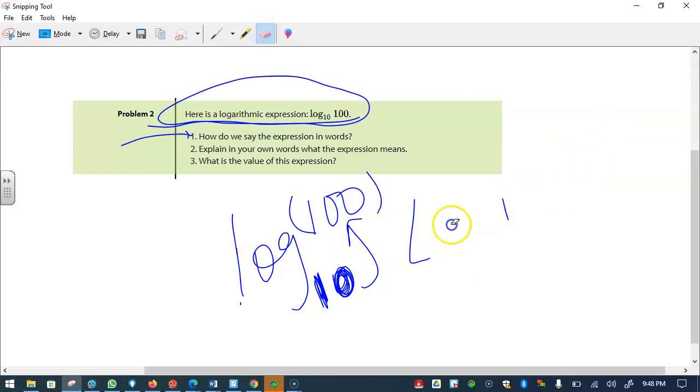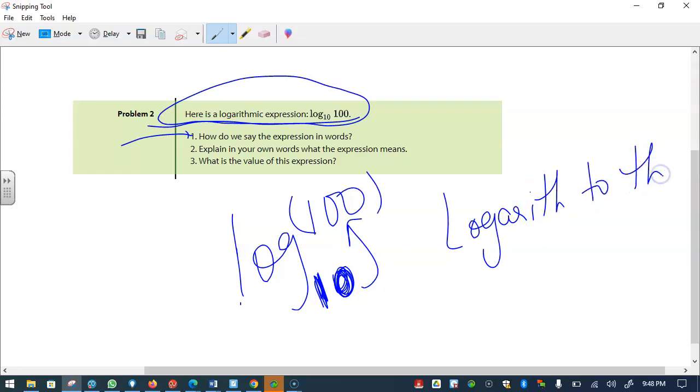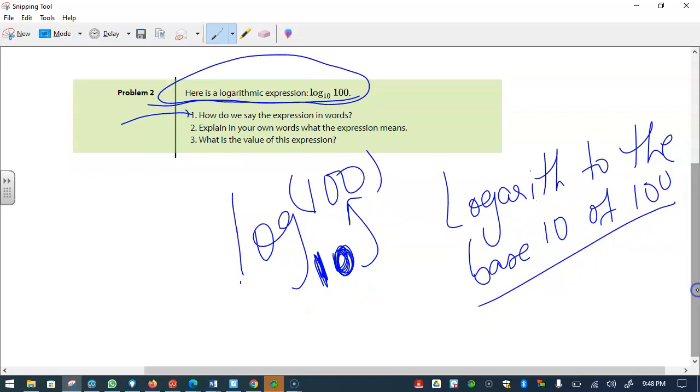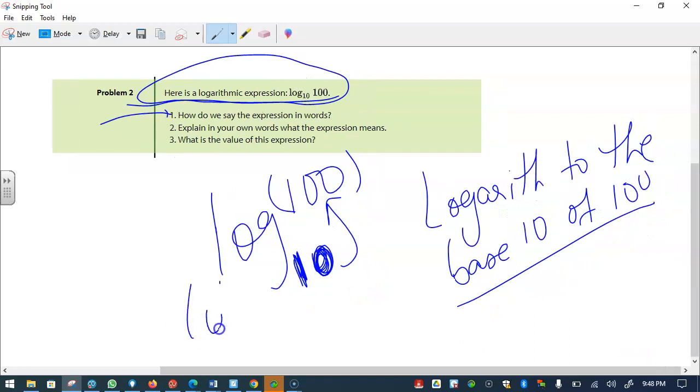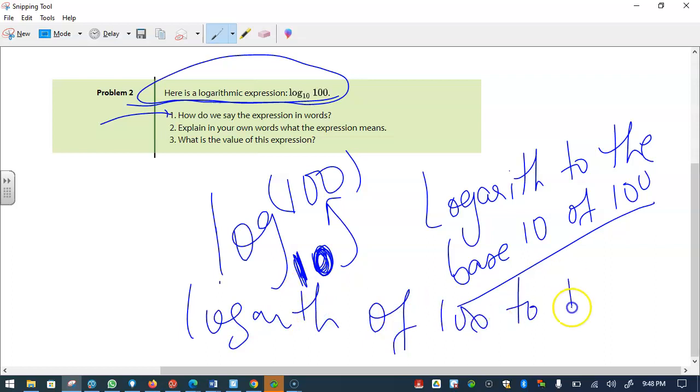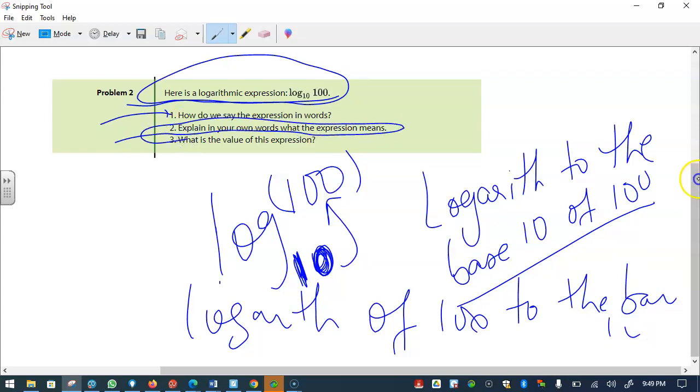Let me write it neatly, since some of you may get confused, but I'm just trying to write quickly here. So logarithm to the base 10 of 100. That's all that means. Or you can also read this as logarithm of 100 to the base 10. So it's the same thing. The next question: explain in words, what does it mean? What does this mean? The base 10.